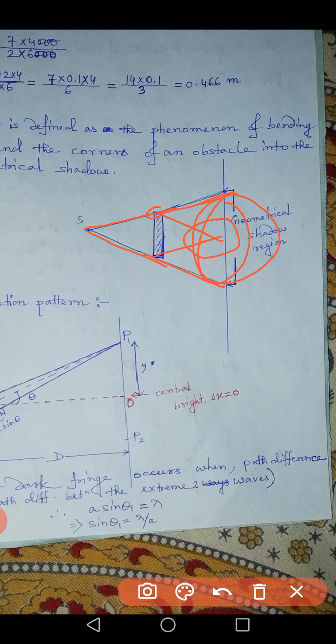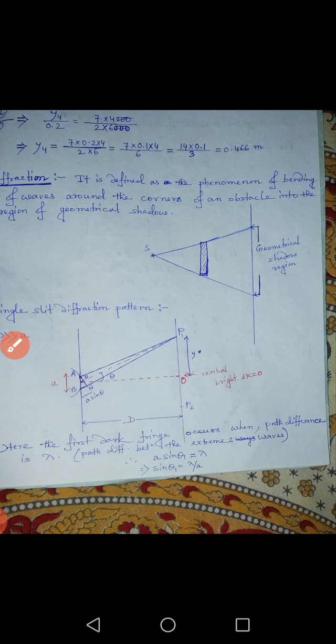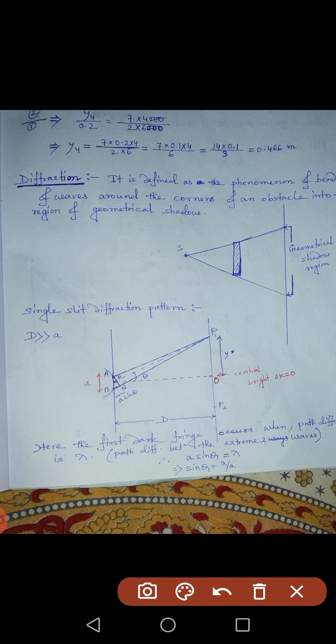So this phenomenon of bending of light when it is passing through this obstacle is called diffraction. Now here we will discuss the single slit diffraction pattern. In interference we took a double slit, that was Young's double slit experiment, but while discussing diffraction we are considering one slit, a single slit.